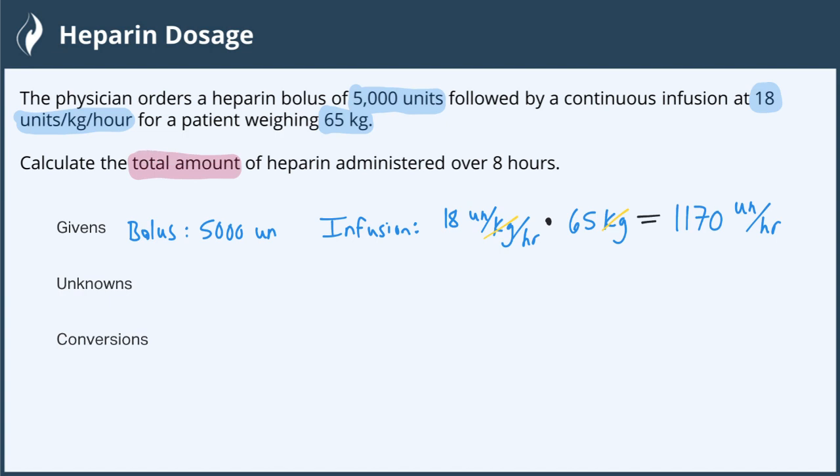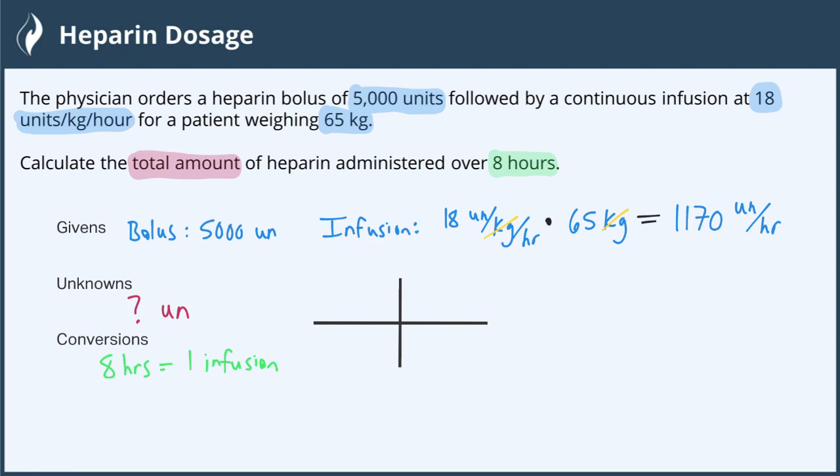Now remember, what we're looking for here is the total amount of heparin. So we're looking for how many units is going to be put together. So we need to find how many is going to be for 8 hours. So our conversion here is really saying, since there's 8 hours per infusion, 8 hours is equal to 1 round of infusion. We have really one conversion rate for the infusion rate. So we're going to do one conversion dimensional analysis.